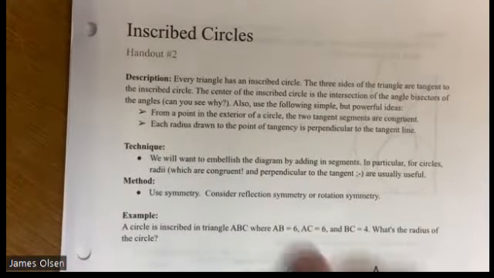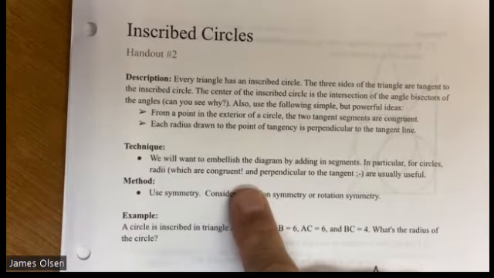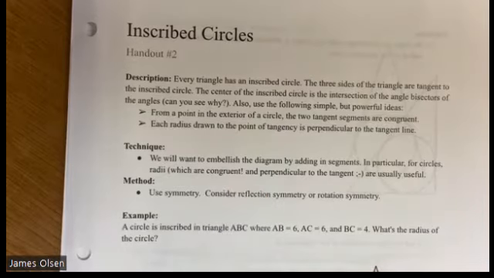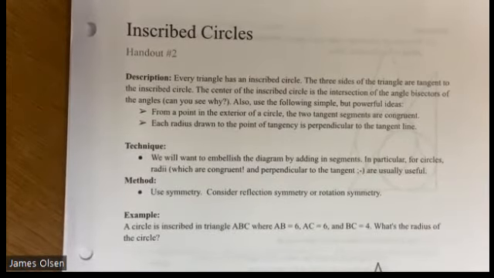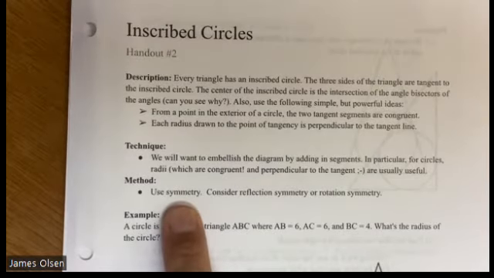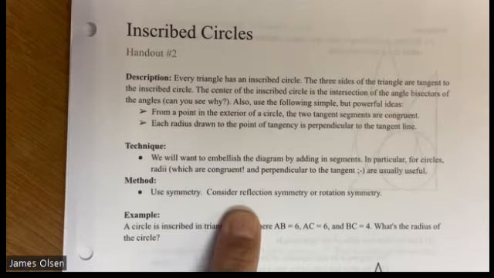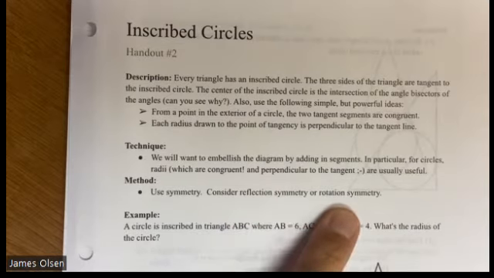The technique that we're emphasizing in this particular handout is that oftentimes we want to embellish a diagram by adding in segments. In the case of circles, we almost always want to add in radii. All the radii are congruent and they're perpendicular to the tangents. And when we have perpendicularity, we have right angles, which means we can use the Pythagorean theorem and other relationships. The other key method to think about is symmetry. Consider reflection symmetry or rotation symmetry.